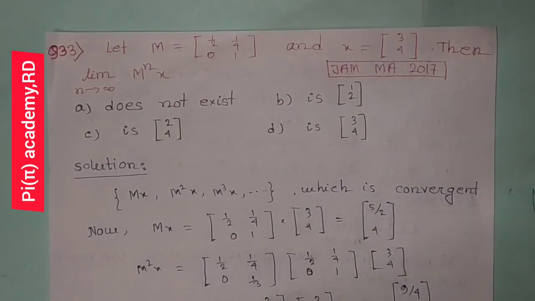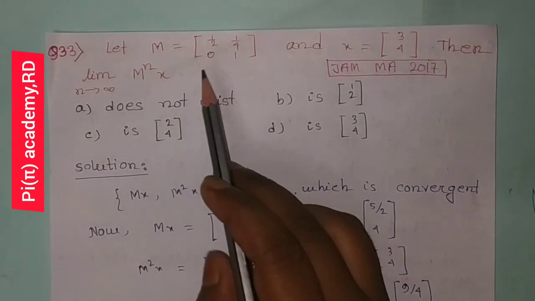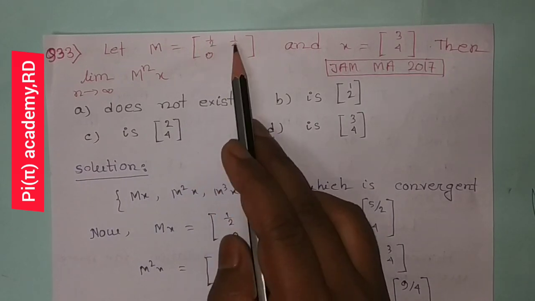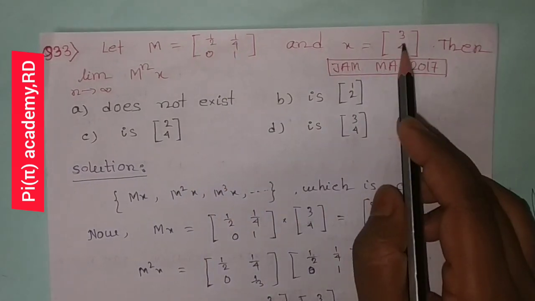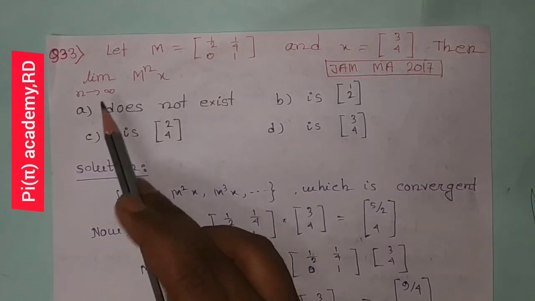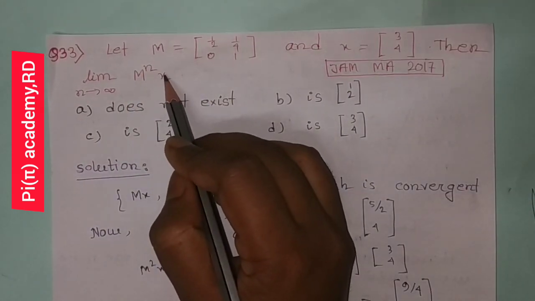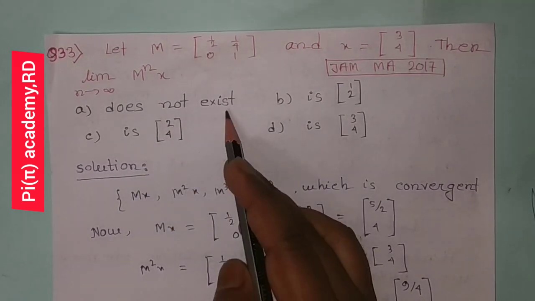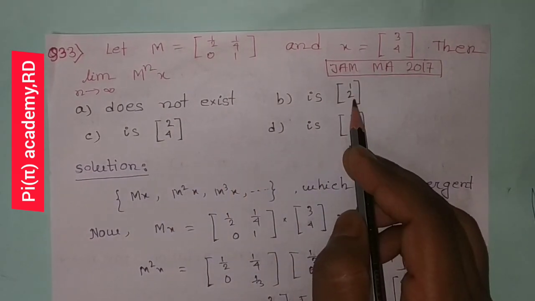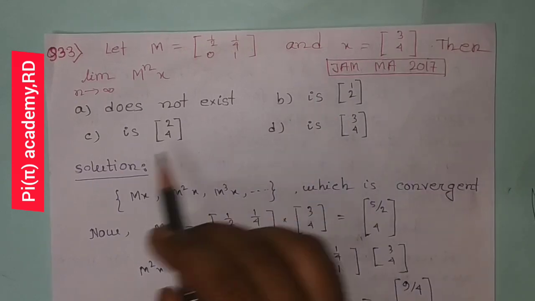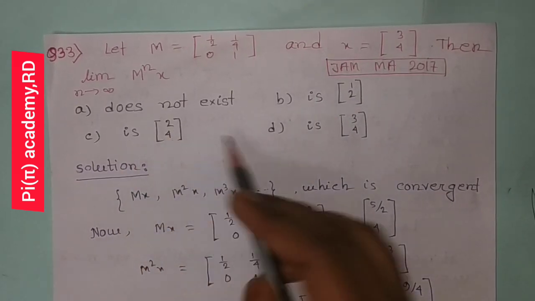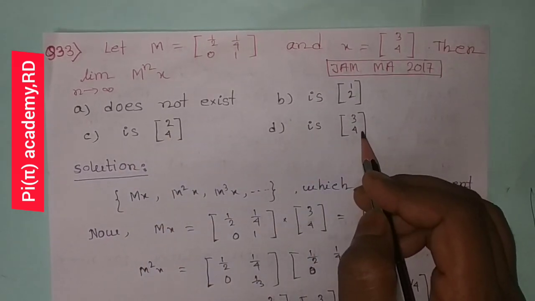Now question number 33. Let M equal to the matrix with rows (1/2, 0) and (1/4, 1), and x equal to (3, 4). Then the limit as n tends to infinity of M to the power n into x: this equals does not exist.